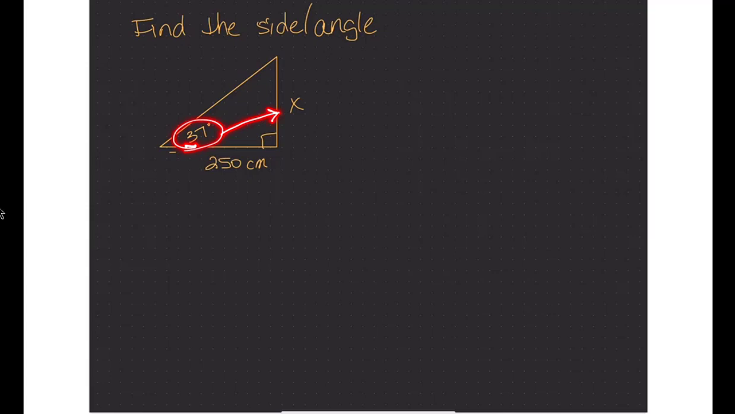So my X would be what side? Opposite, adjacent, or hypotenuse? Opposite, right? 250 would be adjacent. So if I'm looking at opposite and adjacent, am I looking at sine, cosine, or tangent? Tangent, right? And the tangent of theta is opposite over adjacent. So the tangent of our angle, which is 37, is going to equal opposite x over our adjacent 250.